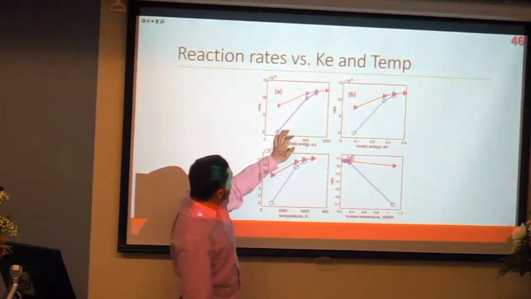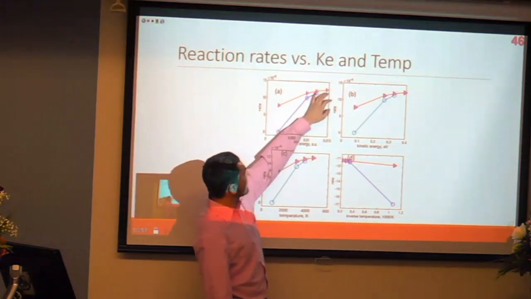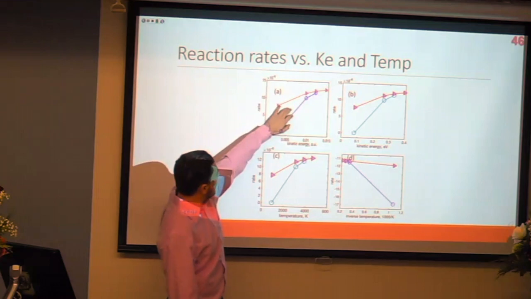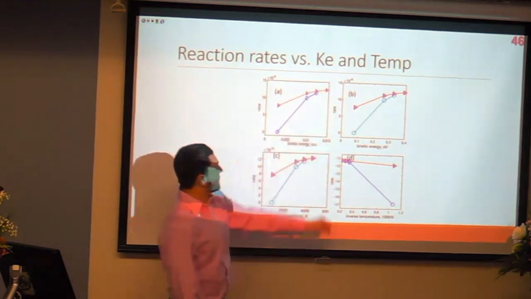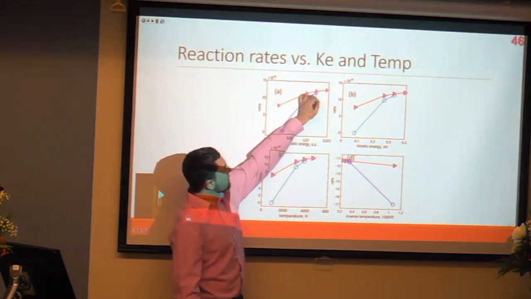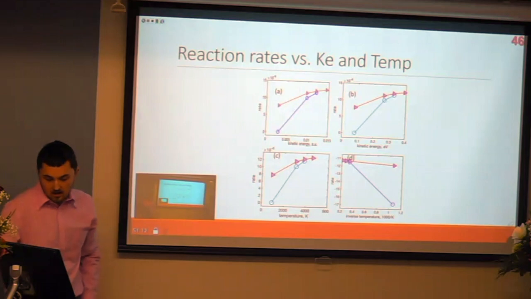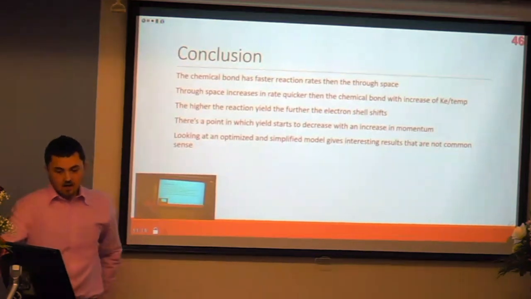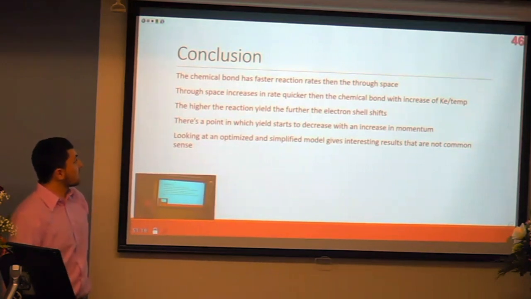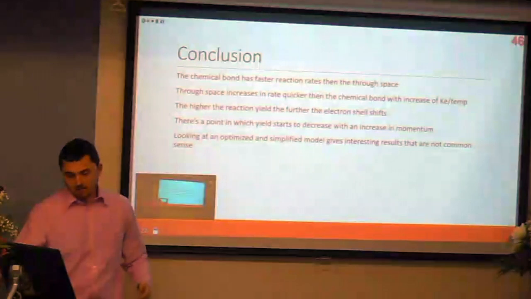And as you increase, we'll see a quick increase in reaction rate through the through space, which is circles, and these triangles are the chemical bond. And you can see a faster rate increase, and the chemical bond is just faster overall through the whole scenario. So in conclusion, the chemical bond has a faster reaction rate than the through space, but the through space has a quicker reaction rate increase.